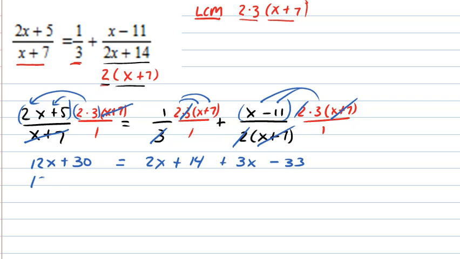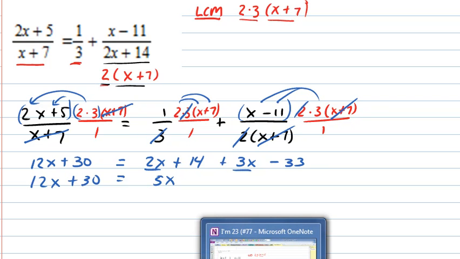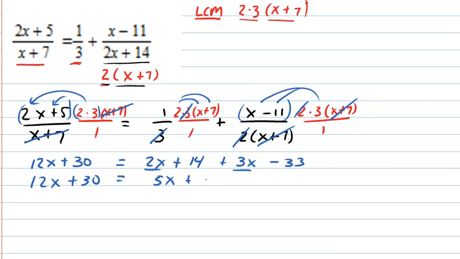So now if we simplify the right-hand side, what do we have now? 5x. 14, what is that? 19, 20, 19, I think, right? Yep. And that should be a negative 19.